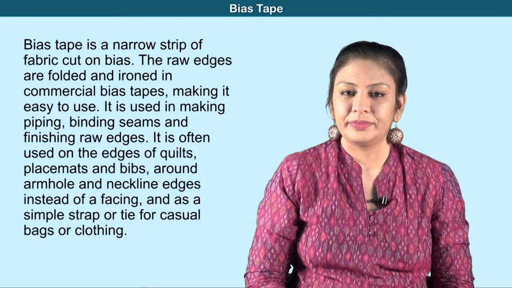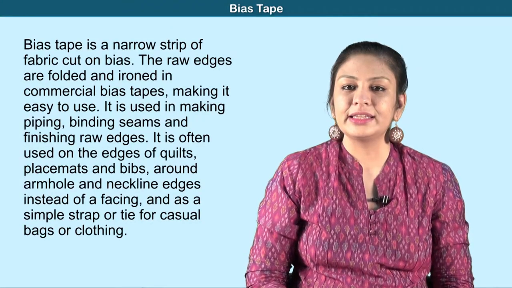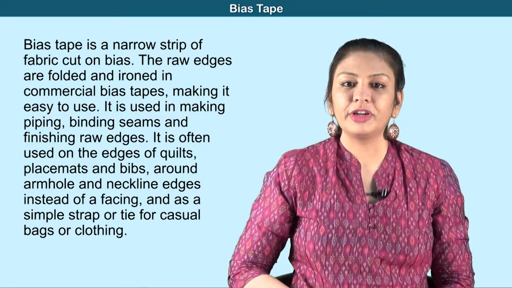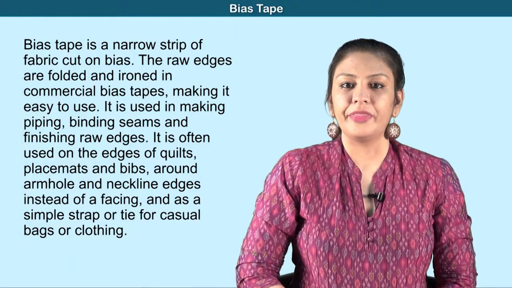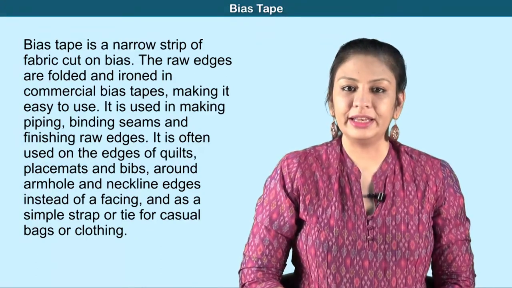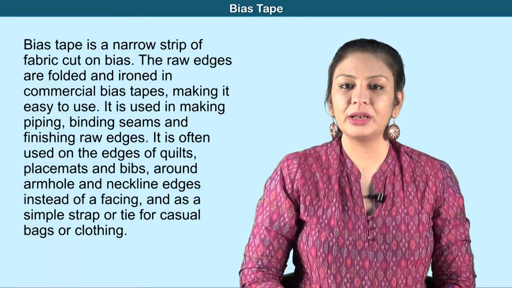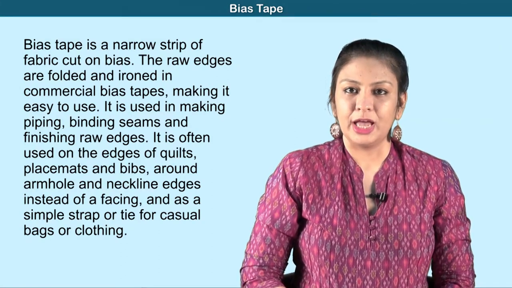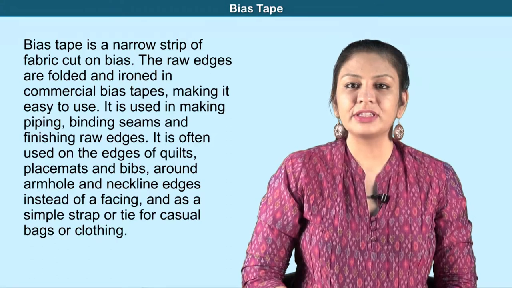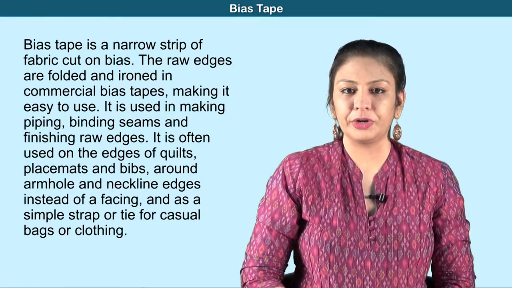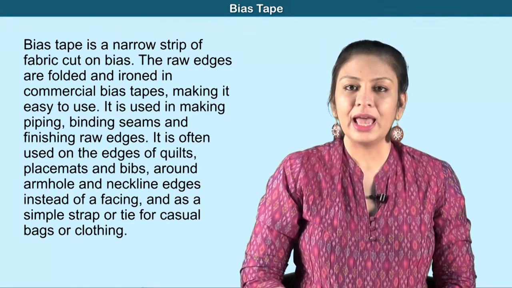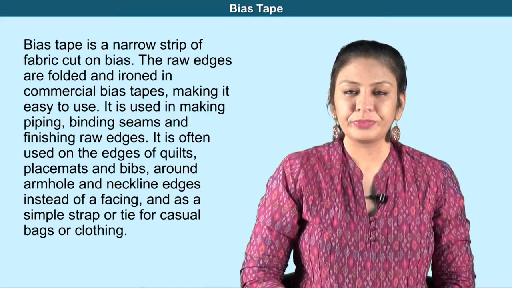Bias tape. Bias tape is a narrow strip of fabric cut on the bias, that is, at a 45 degree angle. The raw edges are folded in and ironed in commercial bias tapes, thereby making it easy to use. You get bias tapes that have a single fold or a double fold. It is used for making piping, binding seams and finishing raw edges.